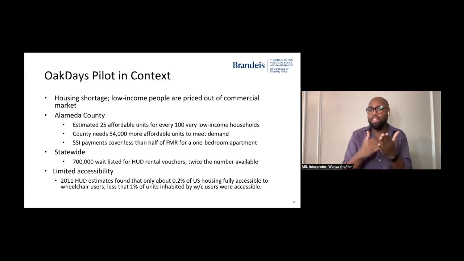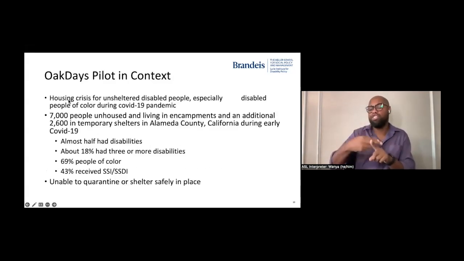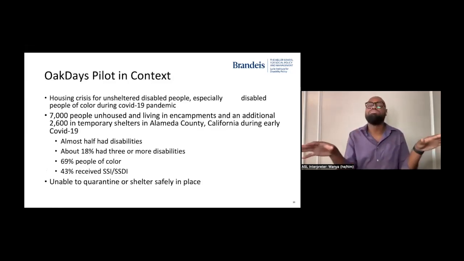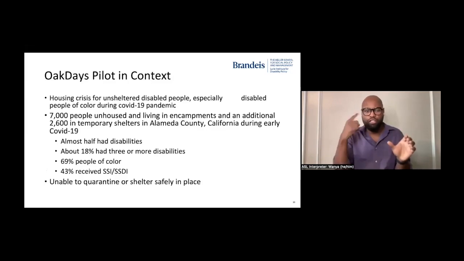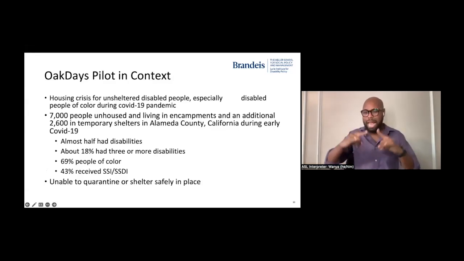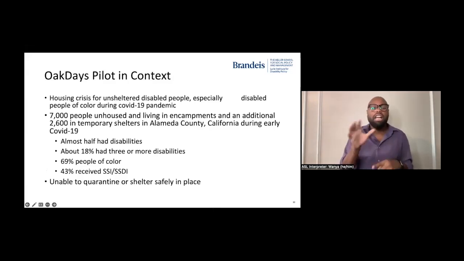Next slide, please. So the COVID-19 pandemic spread against this backdrop, creating a crisis for unsheltered, sick, and disabled people, especially people of color. During the early days of COVID, the estimates are that about 7,000 people, it's a lot of people, were unhoused and living in encampments. And about 2,600 were living in temporary overnight congregate shelters, but were on the street during the day.